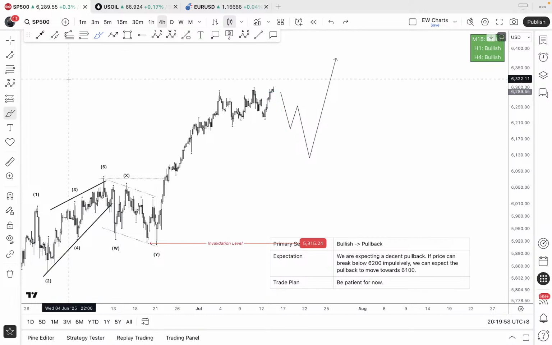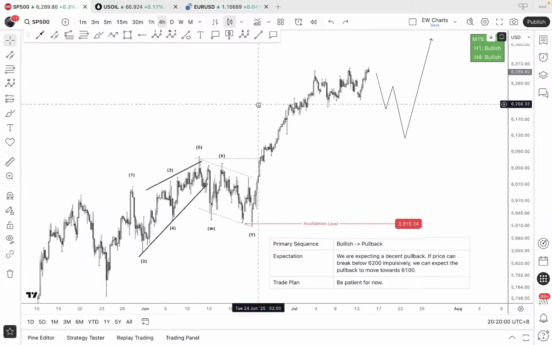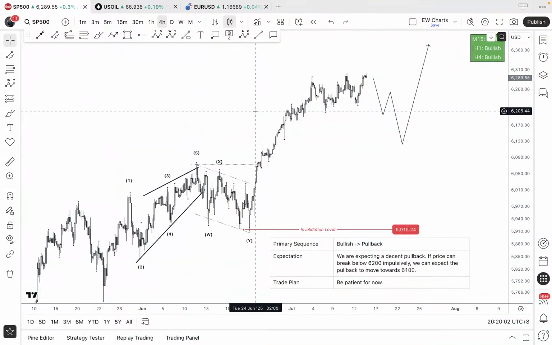I'm going to put this aside until next week. We'll come back and see if we have an opportunity to buy into the S&P. I personally wouldn't suggest looking for a sell. I think on the S&P overall buyers are in control, so you definitely want to focus on the bullish side of things.